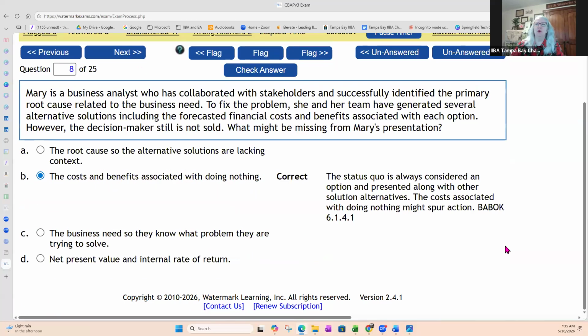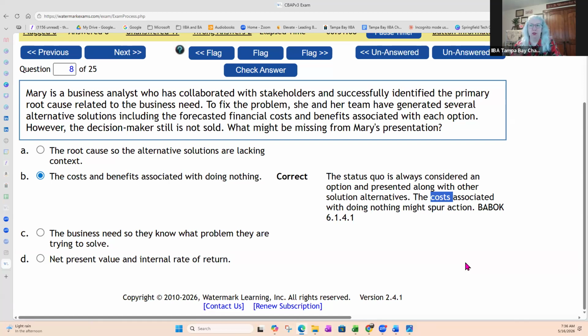The status quo is always considered as an option and presented along with other solution alternatives. The costs associated with doing nothing might spur action. When it talks about the costs, it's not just talking about the monetary costs. It's also talking about the repercussions. If we allow this critical system that all these things rely on to go out of service and it breaks down, what are we going to do?